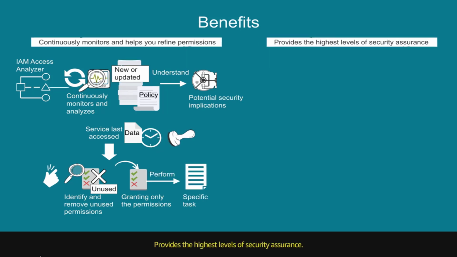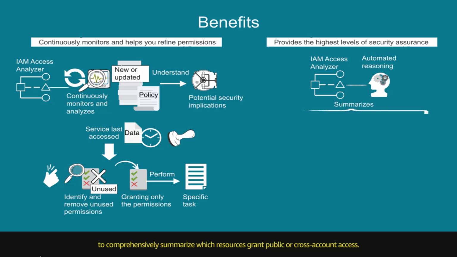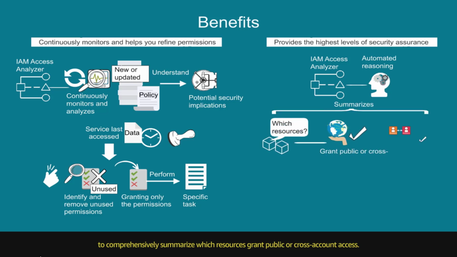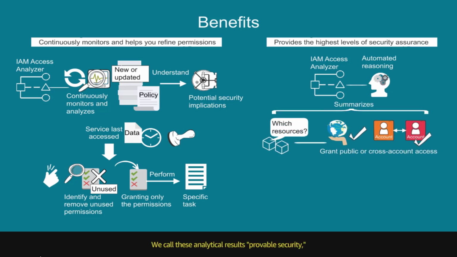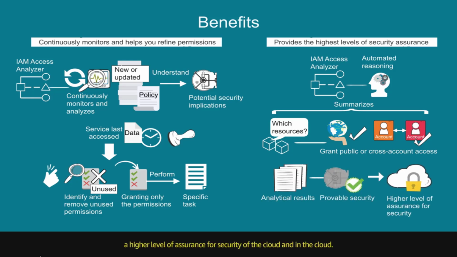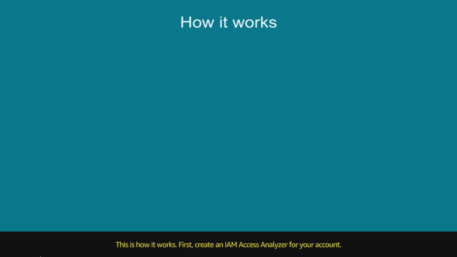Provides the highest levels of security assurance. IAM Access Analyzer uses automated reasoning to comprehensively summarize which resources grant public or cross-account access. We call these analytical results provable security, a higher level of assurance for security of the cloud and in the cloud. This is how it works.